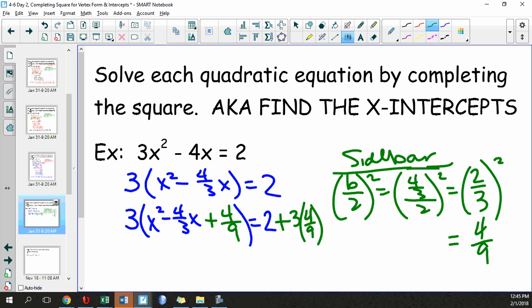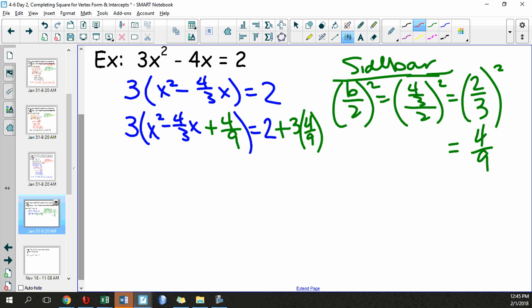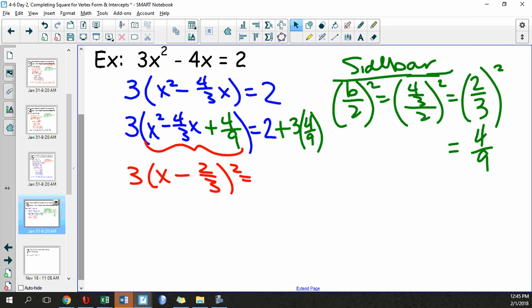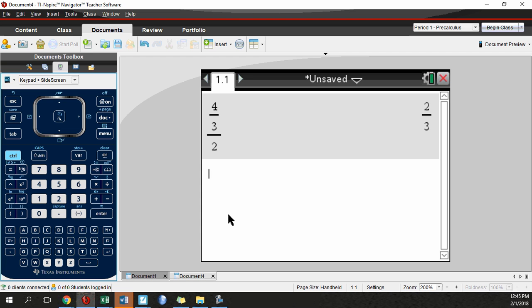Okay. Now, I'm going to take the 3 and pull it down. And I'm going to take those 3 terms, what am I going to do with it? Write it as a perfect square binomial. So what is that? X minus 2/3 squared is equal to. Now, do not freak out about this. Type it in exactly the way you see it in your calculator. 2 plus 3 times 4 divided by 9. Bam, what's it give you?